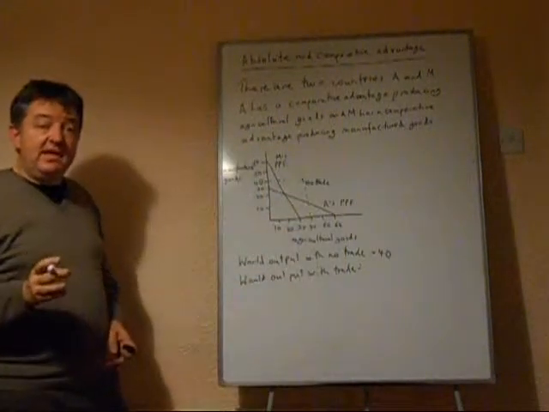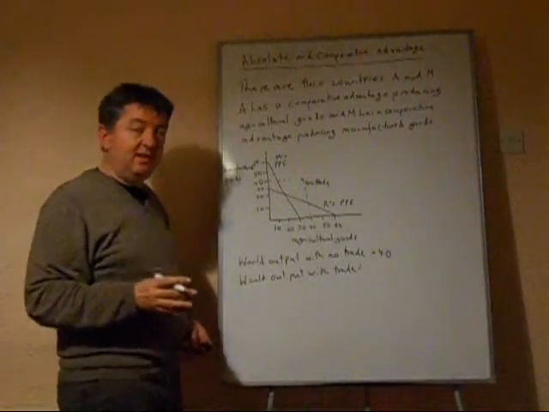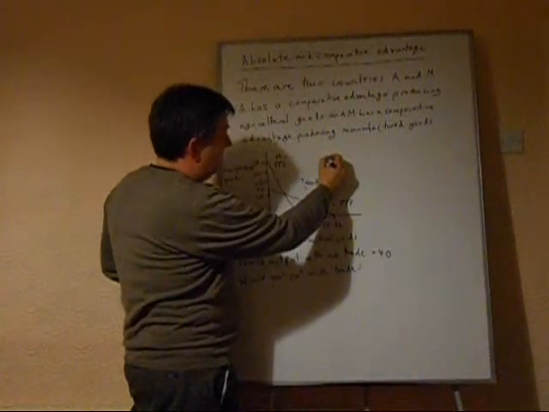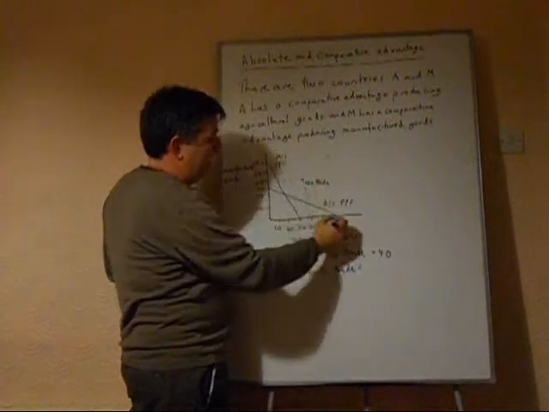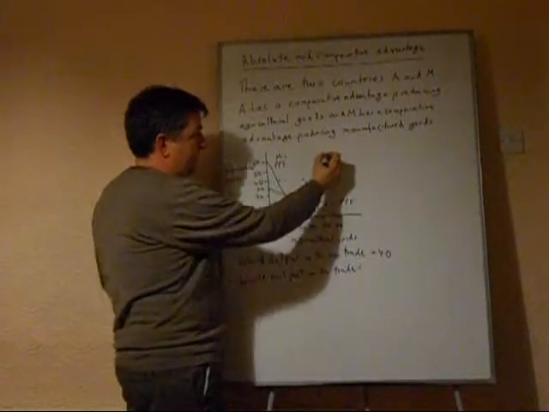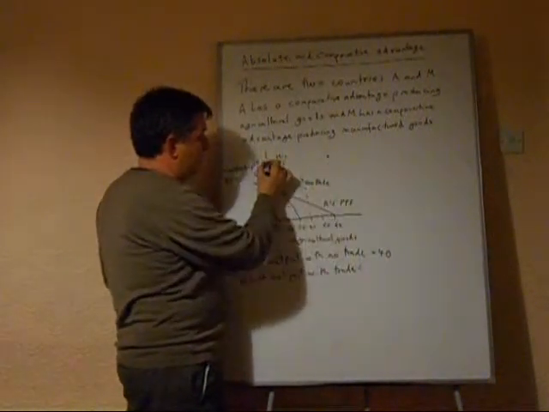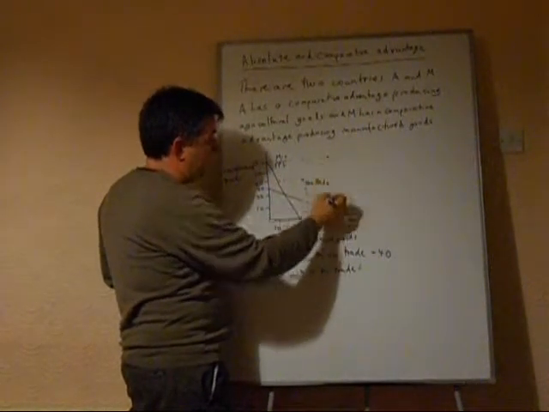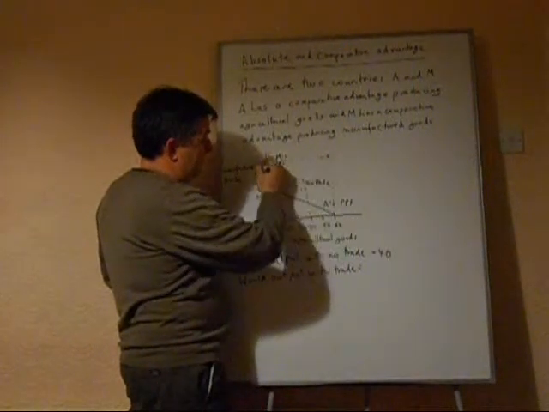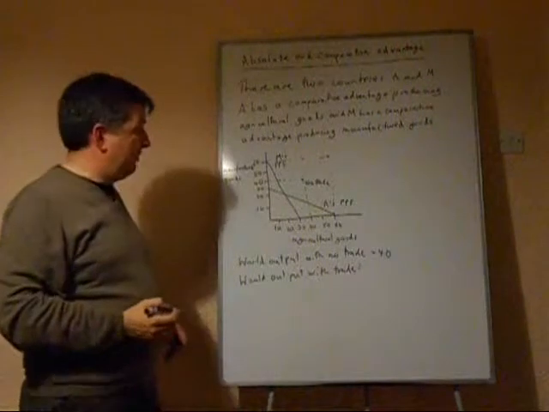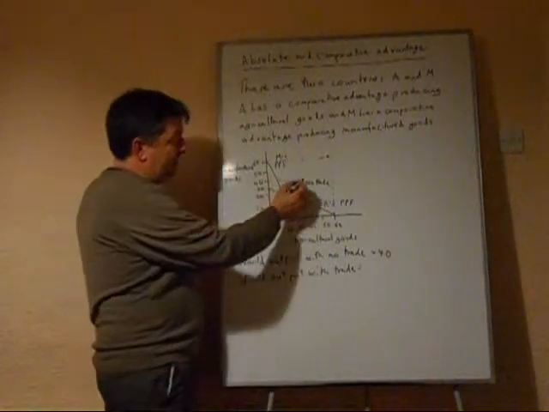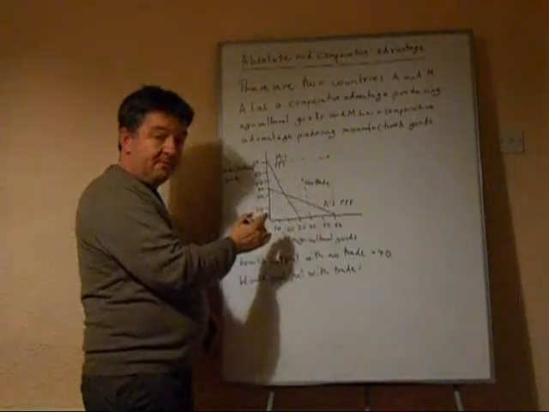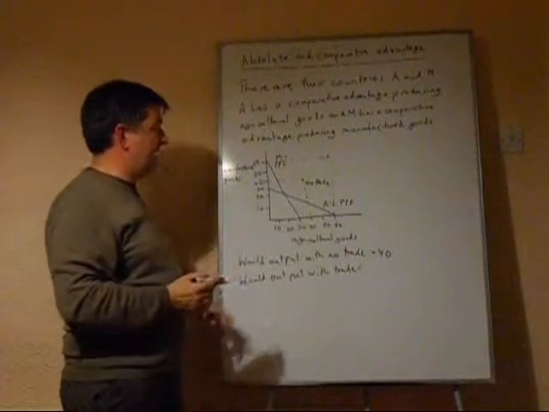However, if they trade, both countries can produce what they specialise in. So M can just concentrate on manufacturing, and then it will produce 60 manufactured goods, and A can concentrate on agriculture, and it will then produce 60 agricultural goods. So world output will now be 60 of each, 120. So there will be an increase in production of goods if we go from a situation of no trade to having trade.